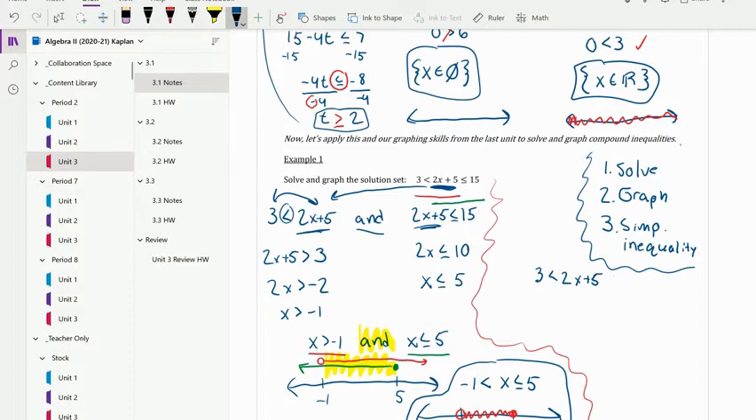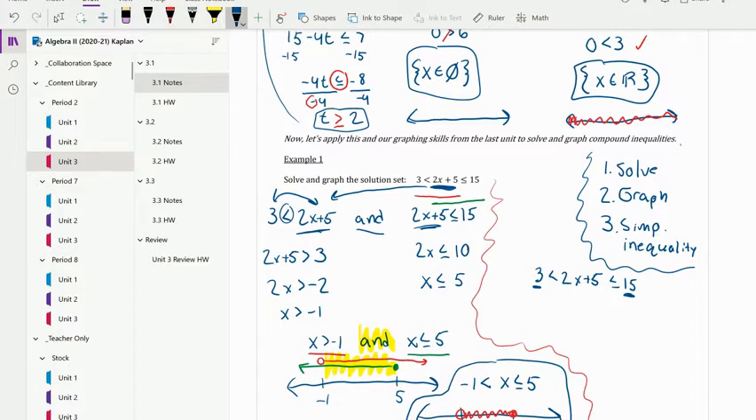is less than 2x plus 5 is less than or equal to 15, right? Because on our left side and our right side, it's just numbers. We don't have any variables or anything over there. We can actually solve this in a little bit of a simpler way. And what I mean by that is I can kind of solve both of these things at once.